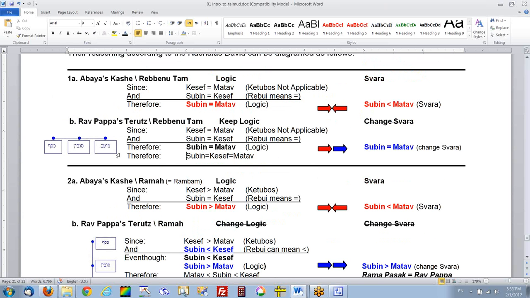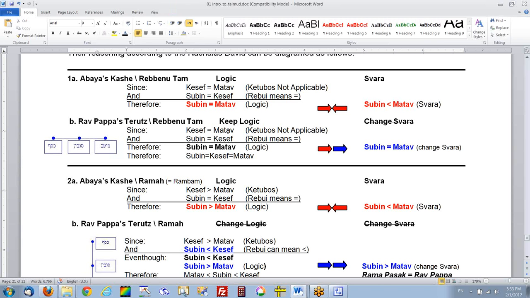Rabbeinu Tam holds, or Rav Papa holds, that you can give all three things equally. In the end, he is going to pasak like Rav Huna, that you have to give Kesev and Meitav first, and then Subin second.